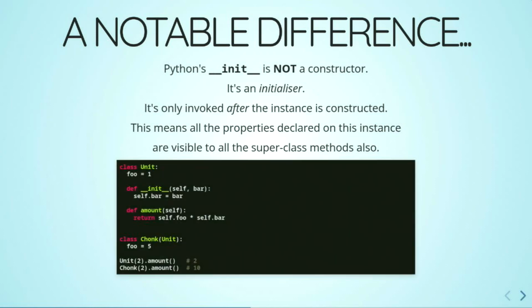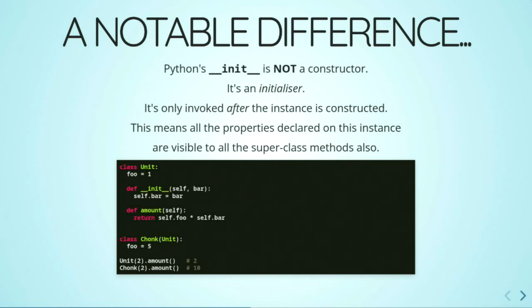So here's an example. If we have a Python class called Unit, and it has a property called foo, and then in our initializer we get bar, and we ask for the amount and multiply them. When I create a Chunk as a subclass of that, if I create Unit with a 2 value, it's 2 times 1, we get 2. Chunk, 2 times 5, we get 10.